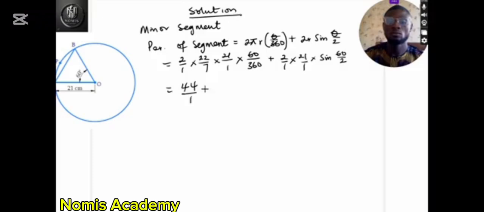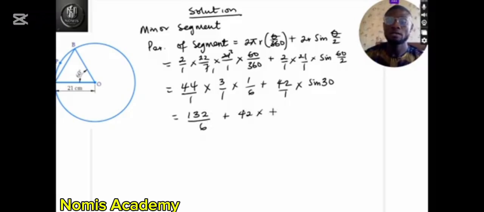So 44 over 1 multiplied by, because 7 here 1, 7 here 3, I should be left with 3 over 1 multiplied by 60 over 360, which is 1 over 6, plus 2 times 21 is 42 over 1 multiplied by sine 60 over 2, which is sine 30. So this is 44 multiplied by 3 is 132, now divide by 6, plus 42 multiplied by sine 30, which is 0.5.